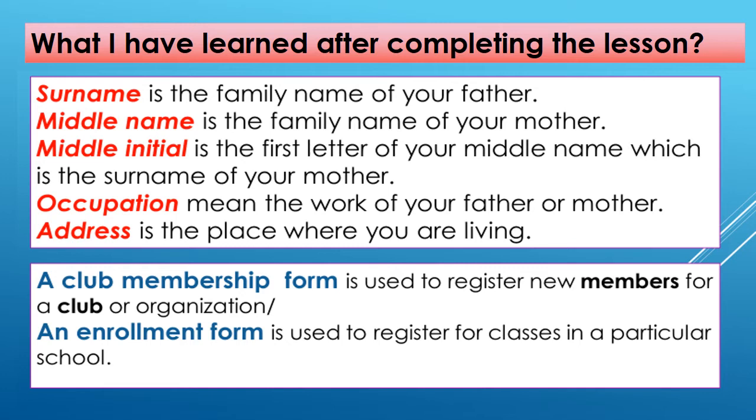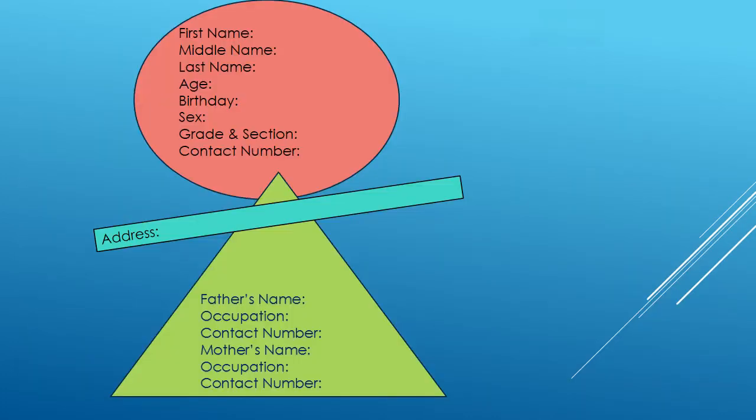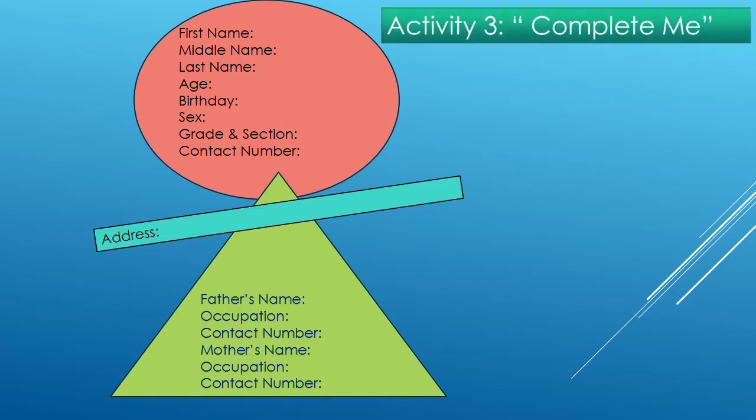A club membership form is used to register new members for a club or organization. An enrollment form is used to register for classes in a particular school. So, did you understand that? Okay, now let's move on to the next activity.